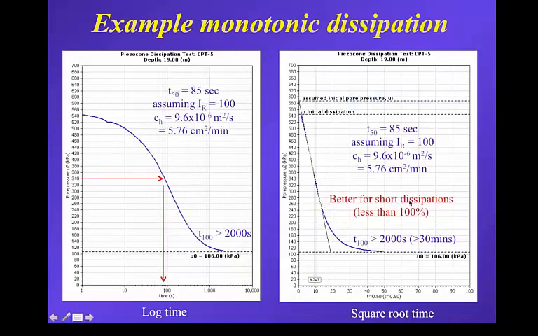And so here's that data again. The left-hand plot is on a log time. The right-hand one is on a square root time. So when you've got a full curve, you've got this nice monotonic decay on the log time. But of course, you can see that T100 is over 2,000 seconds, and T50 was 85 seconds. So there's a 20 to 30 fold difference. So you get to T50 a lot faster than you get to T100.